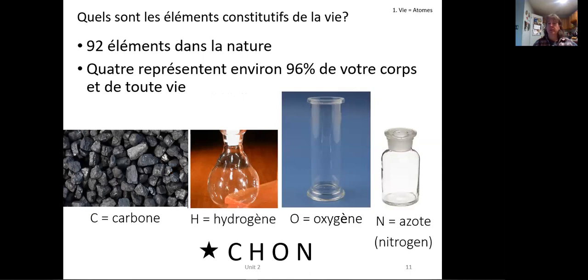Okay. Which elements are in life? There are 92 elements, or we can say types of atoms, that are found in nature. 4 elements make up 96% of your body and all life. So you have to know this. CHON: carbon, hydrogen, oxygen, nitrogen, or azote, right? Okay. CHON, how are you going to remember that? Just make up a word that you can remember. CHON.